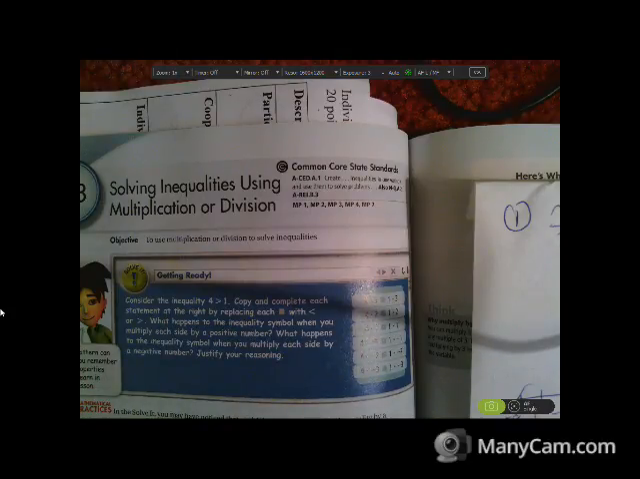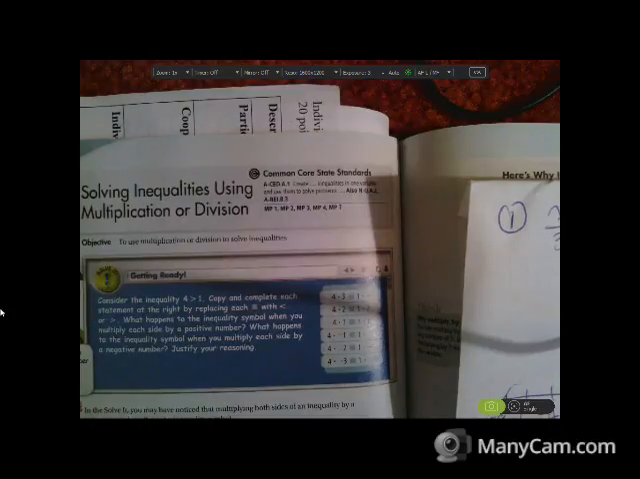What happens to the inequality symbol when you multiply each side by a positive number? What happens to the inequality symbol when you multiply each side by a negative number? Justify your reasoning. So, as you can see, there are some different rules for multiplying and dividing, especially by a negative number. If you look at the box here, we'll see that through the lesson. Alright, let's look at problem 1.